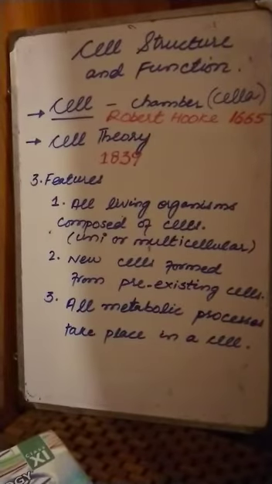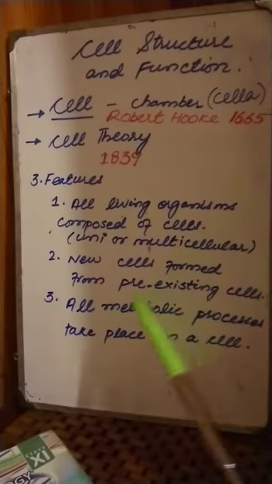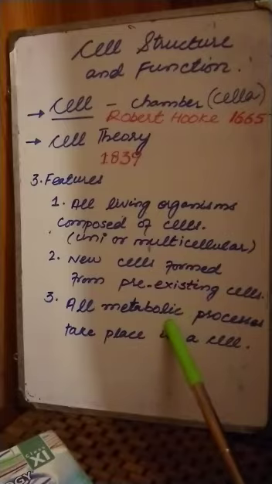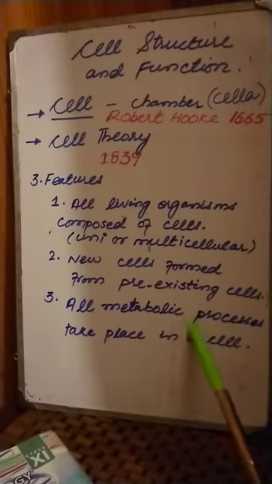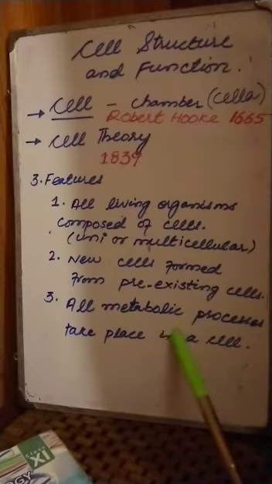Third aspect of this theory is all metabolic processes take place in a cell. What are the metabolic processes? For example, the basic metabolic processes like breaking down of the contents, building up of the contents, removal of waste contents, and many other processes which are happening in the living bodies are basically taking place in a cell.